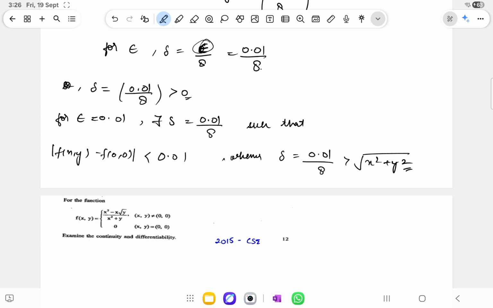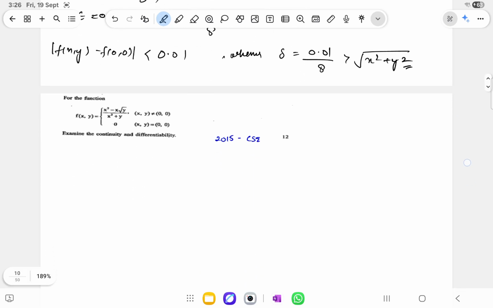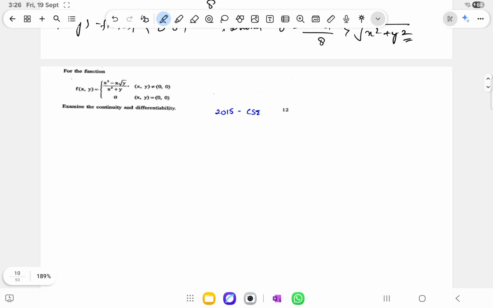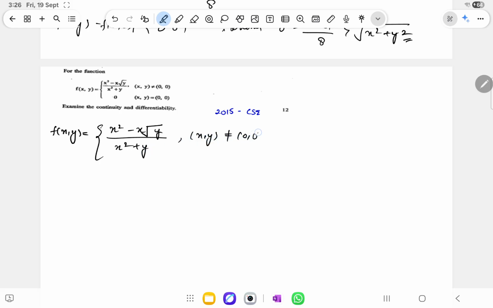The next question says to examine the continuity and differentiability of this function. We are supposed to check its continuity and differentiability, so let us do that. Our function f(x, y) is (x^2 minus x times the square root of y) divided by (x^2 plus y) whenever (x, y) is not equal to (0, 0), and it is 0 when (x, y) is equal to (0, 0). So let us solve it.